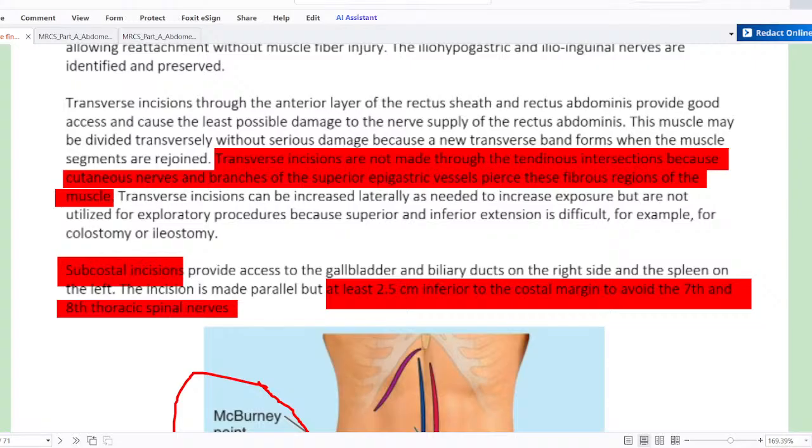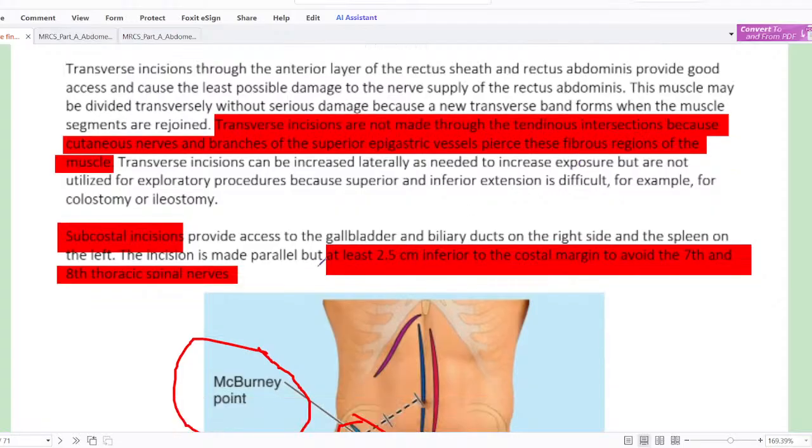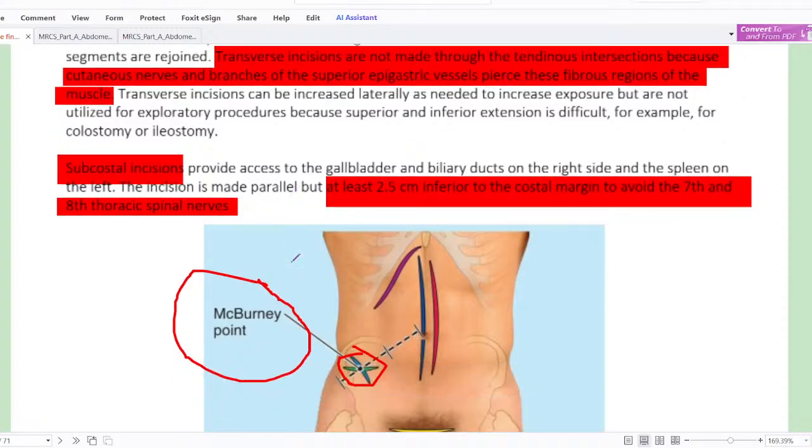Can you hear me? Yes. Okay. See here some important incision. You just need to know about McBurney's point, lacerated, stitches. Okay.